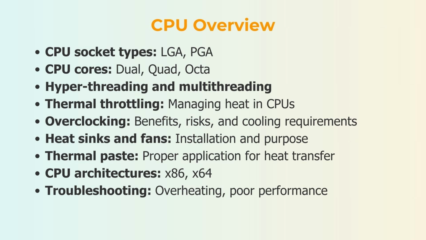You should also understand hyperthreading and multithreading, which help make a CPU more efficient by allowing one core to handle multiple processes. A key part of managing CPU performance is understanding thermal throttling, which occurs when the CPU slows down to prevent overheating. We'll also discuss overclocking, which pushes a CPU to run faster than its normal speed. But this comes with risks, especially overheating, so extra cooling is needed.